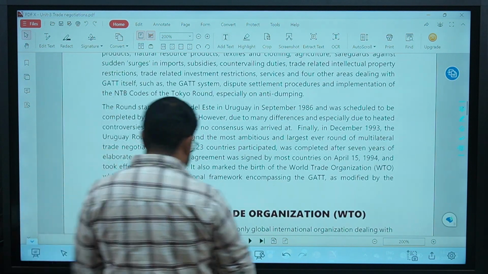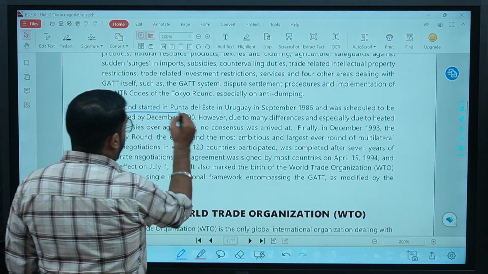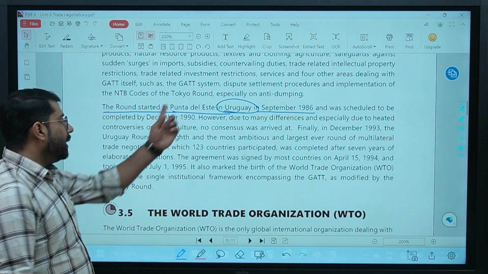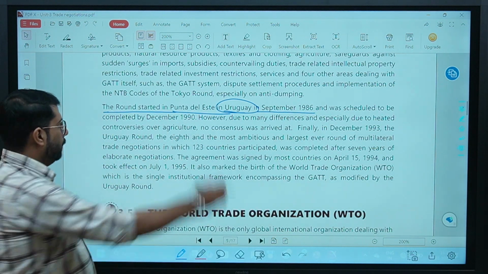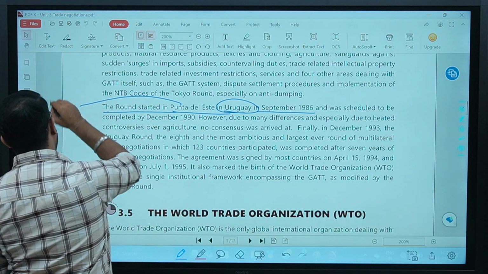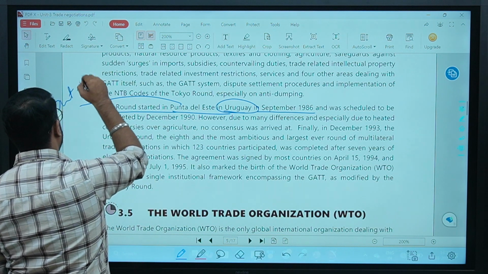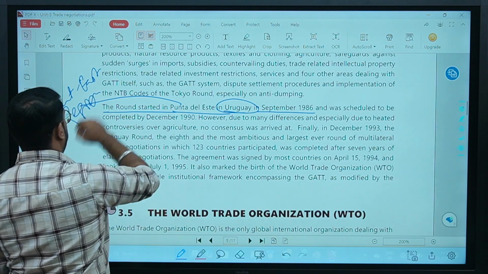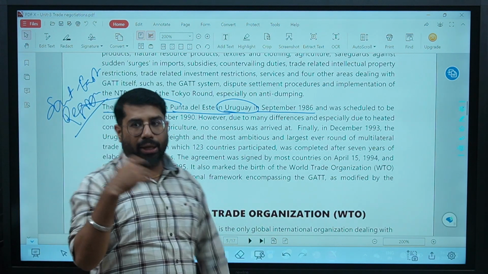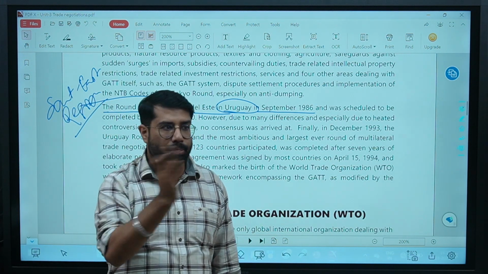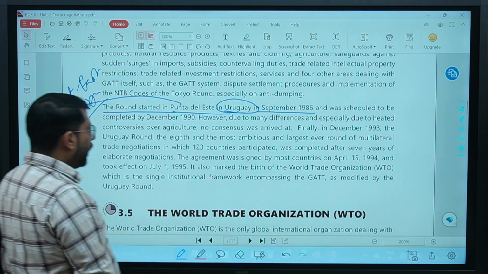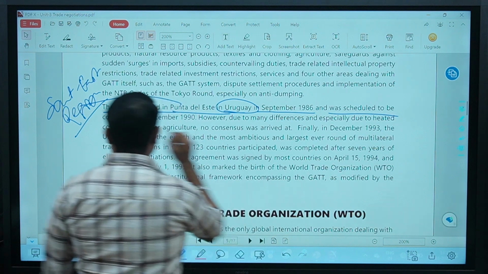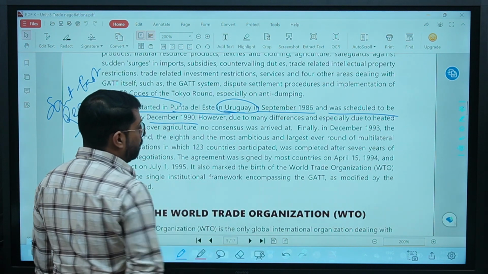Once they were done with their work, the round started in Punta del Este of Uruguay in September 1986. Punta del Este in Uruguay is a small city which is located in the southeast region of Uruguay. It is on the Atlantic coast actually. It is a kind of beach, right? So the round at Punta del Este in September 1986 was scheduled to be completed by December 1990.